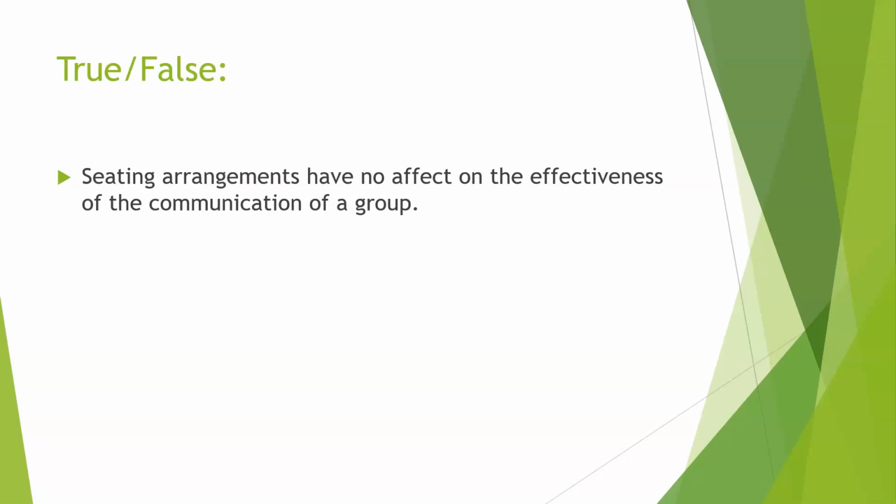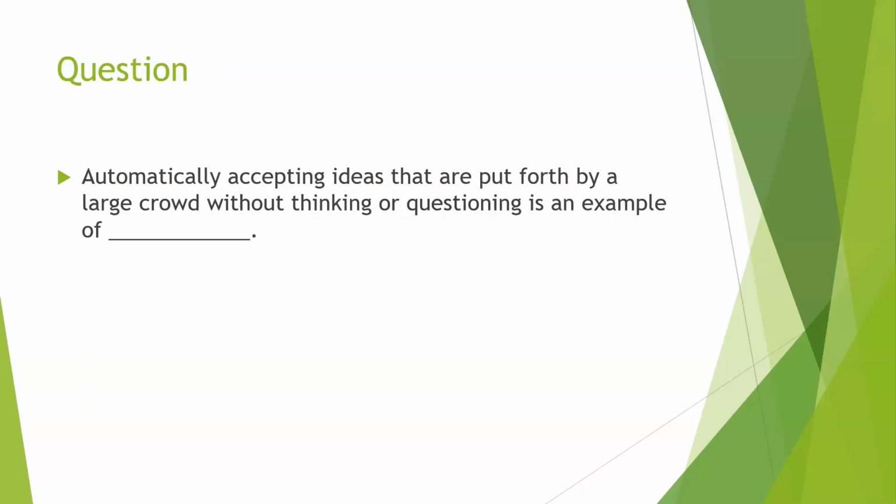True or false? Seating arrangements have no effect on the effectiveness of the communication of a group. The correct answer is false. Seating arrangements do have an effect on the effectiveness of the communication of groups, as do other factors such as the temperature and time of day. So please be sure to review all of those from that section of the lecture.